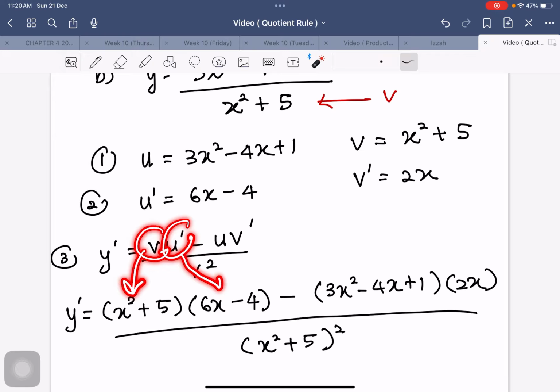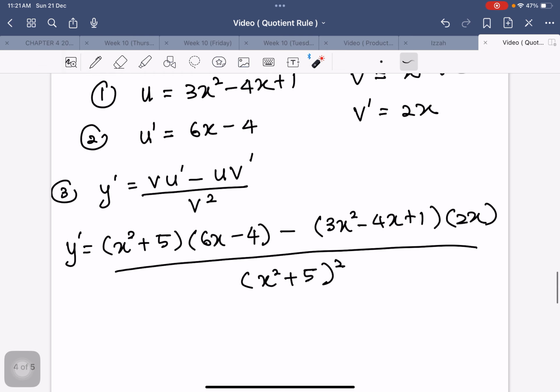Betul tak this one merujuk kepada u prime? Is it correct? This is for u and this is for v prime. That is how you want to check. Okay, so penting ke tak bracket ni? Yes, sangat penting. Okay, so the next step adalah you kena expand and simplify.